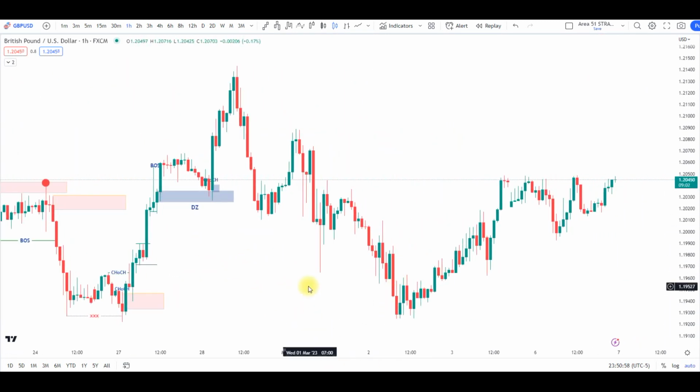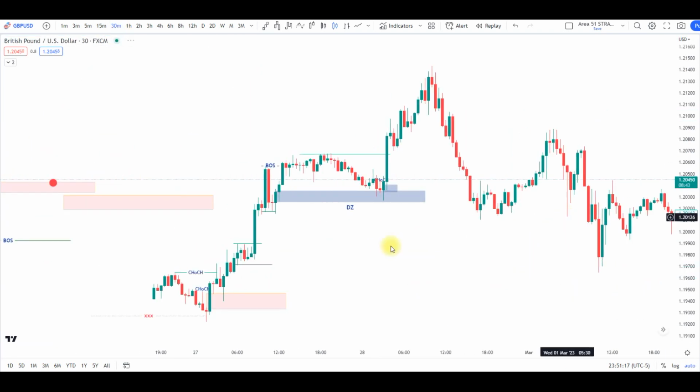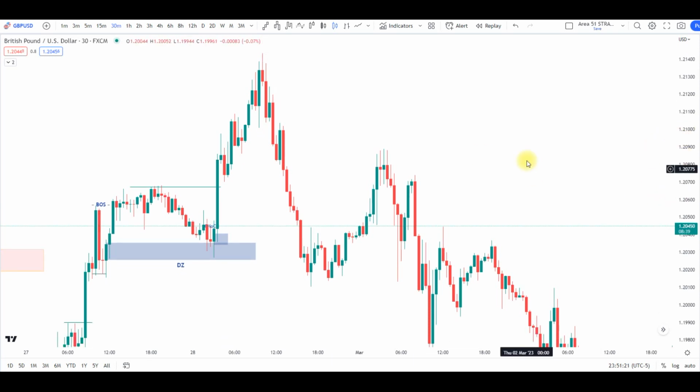Price started going up. This is not a pullback. Okay guys, this is not a pullback. So price started going up. This was external. Internal. Once it realigned with the original market move, it gave you that change of character, and then started continuing going up again.